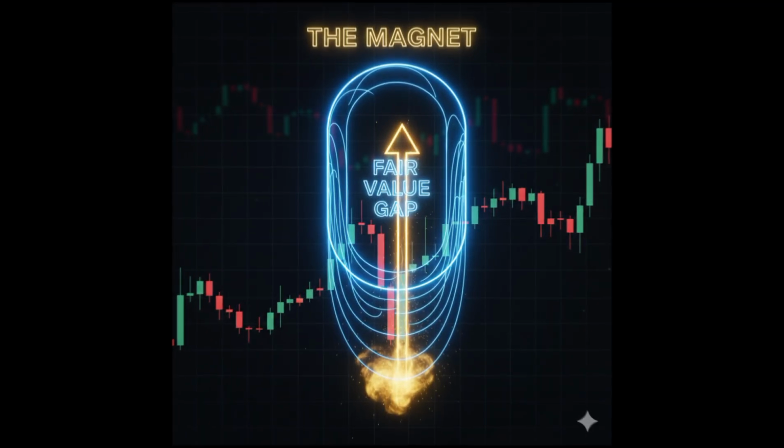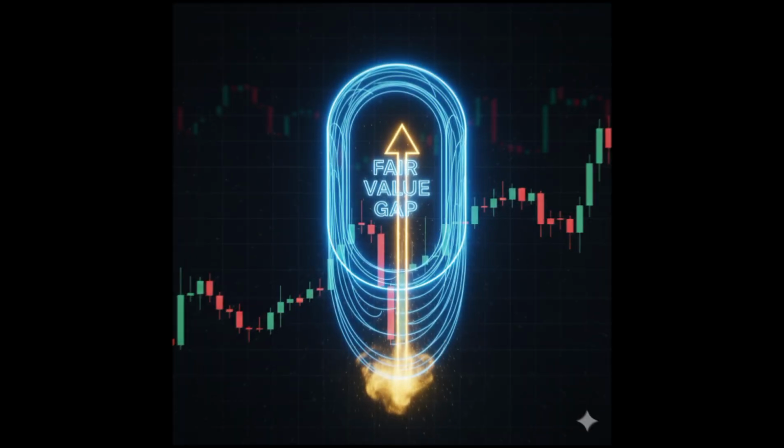Fair value gaps, FVG, the magnetic zones. Finally, let's talk about fair value gaps, or FVGs. Here's the concept. Price is always trying to be fair. When price gaps, when it moves too fast and skips levels, it leaves a void, a zone that wasn't filled. This void is called a fair value gap. And here's the important part. The market hates unfilled voids. Price will eventually return to fill that gap. It's like a magnet.